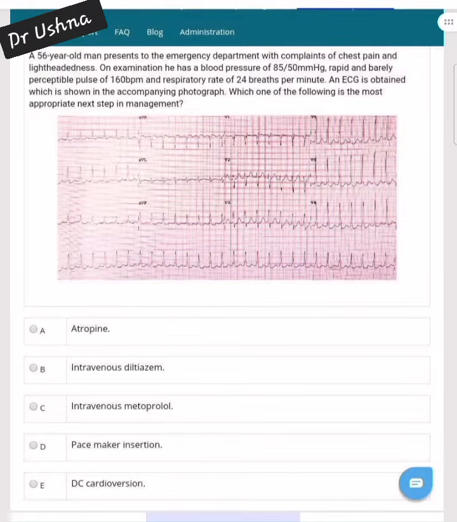Hello everyone. Let's start the cardiac portion of the Amedex 2024, the updated Amedex.